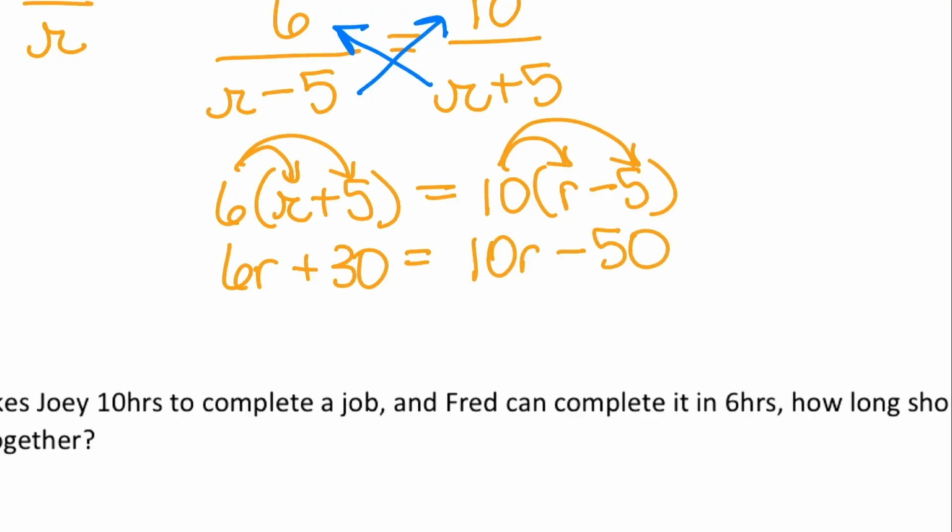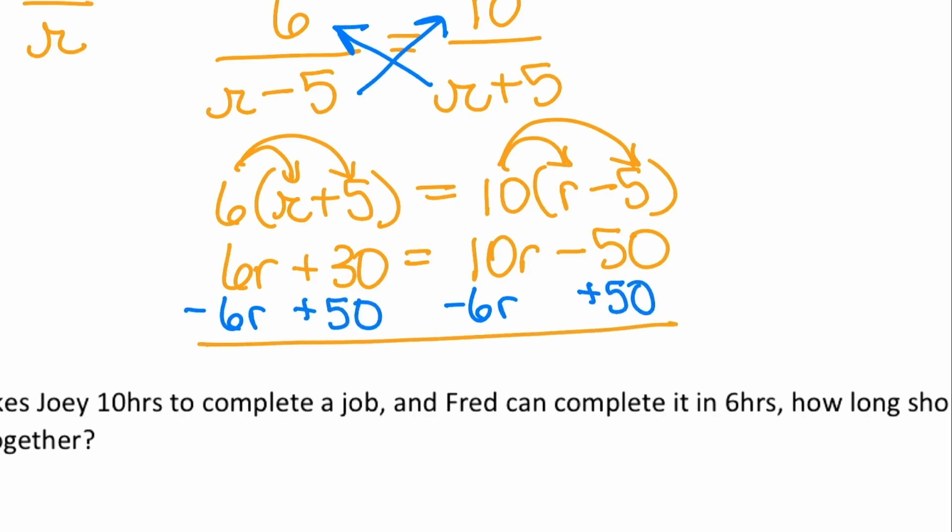We're going to combine like terms here, and at the same time we can go ahead and add 50 over. Then we can have 80 equals 4R, which means that R is equal to 20.